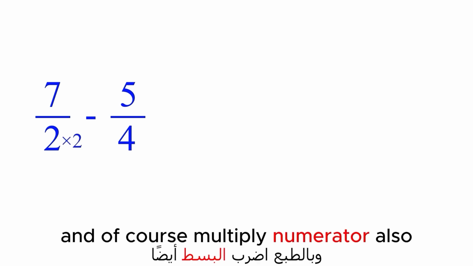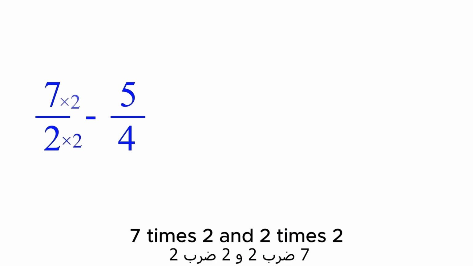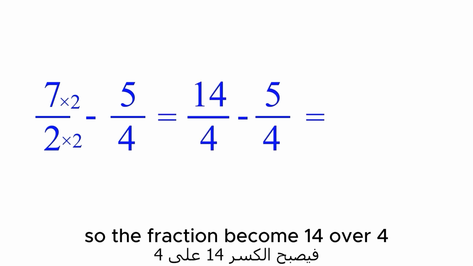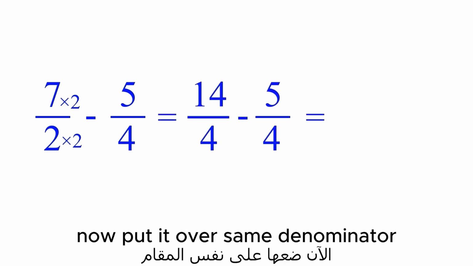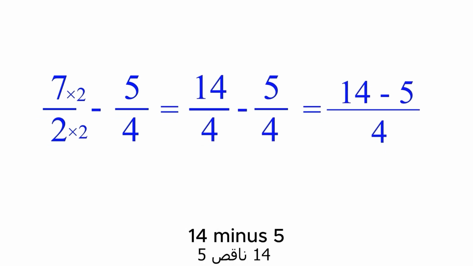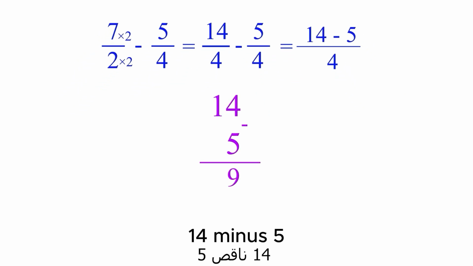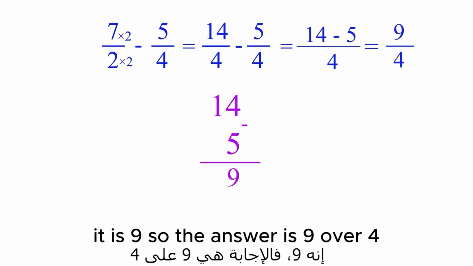And of course multiply the numerator also. 7 times 2 and 2 times 2. So the fraction becomes 14 over 4. Now put it over the same denominator. Subtract the numerators. 14 minus 5. It is 9, so the answer is 9 over 4.